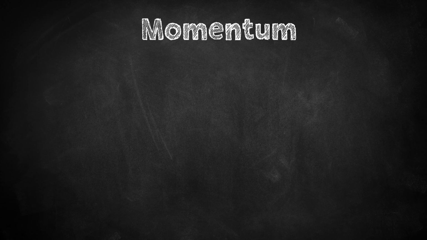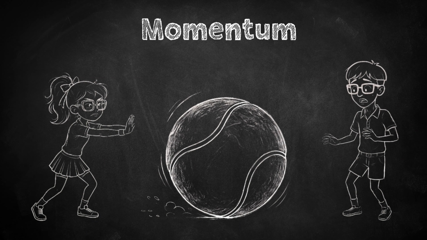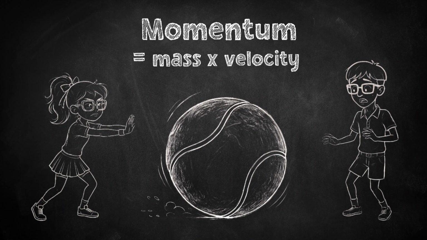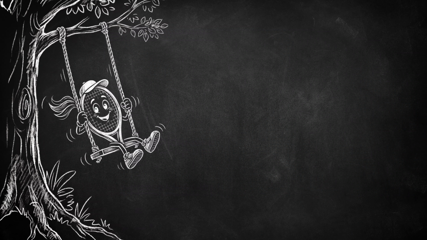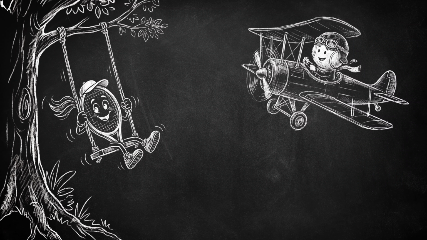Momentum is the amount of energy that an object has when moving, and this depends on the object's mass and the speed that it is travelling. In this case, we apply this to a swinging tennis racket and a flying tennis ball.